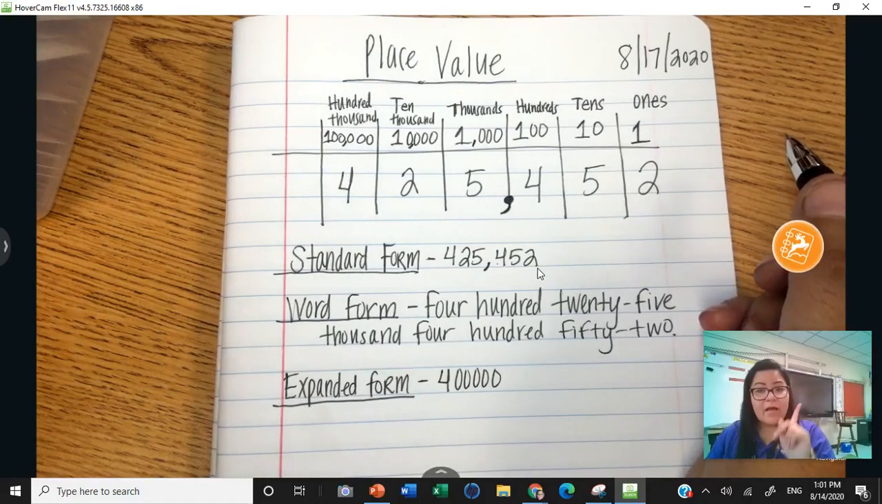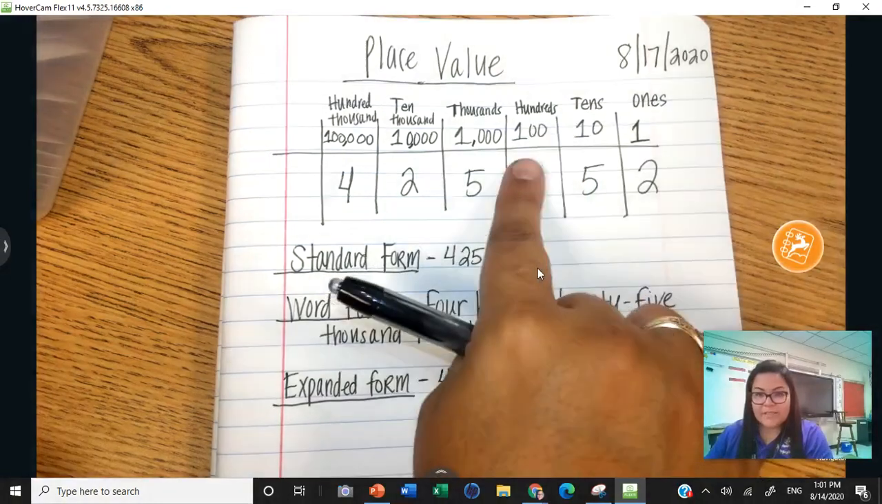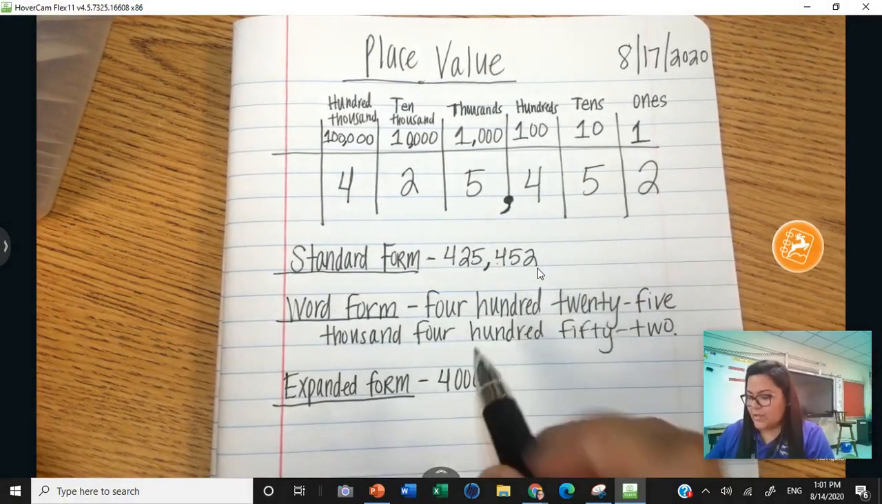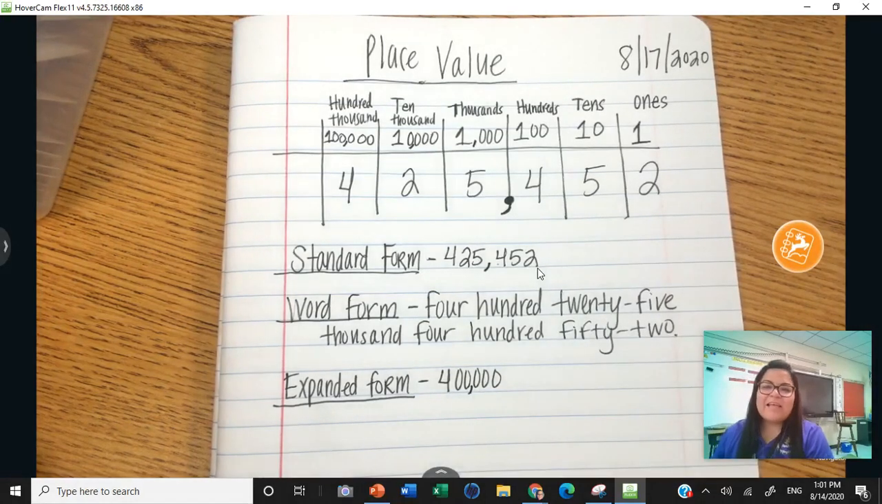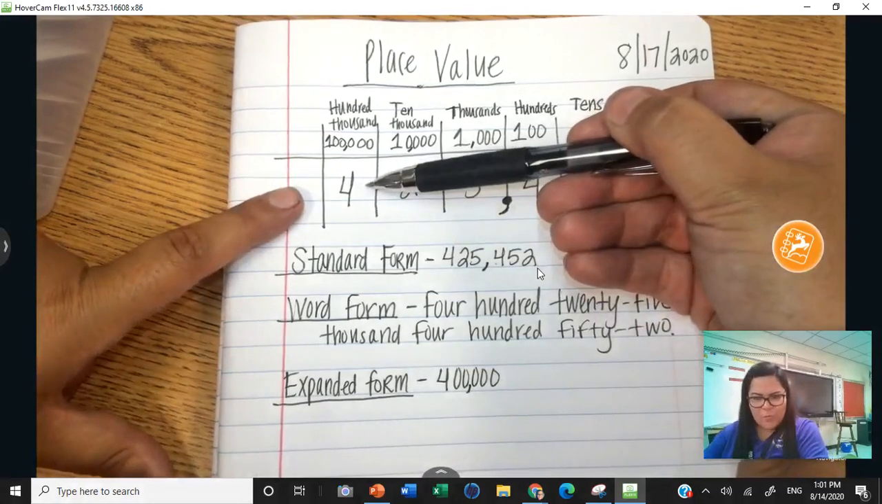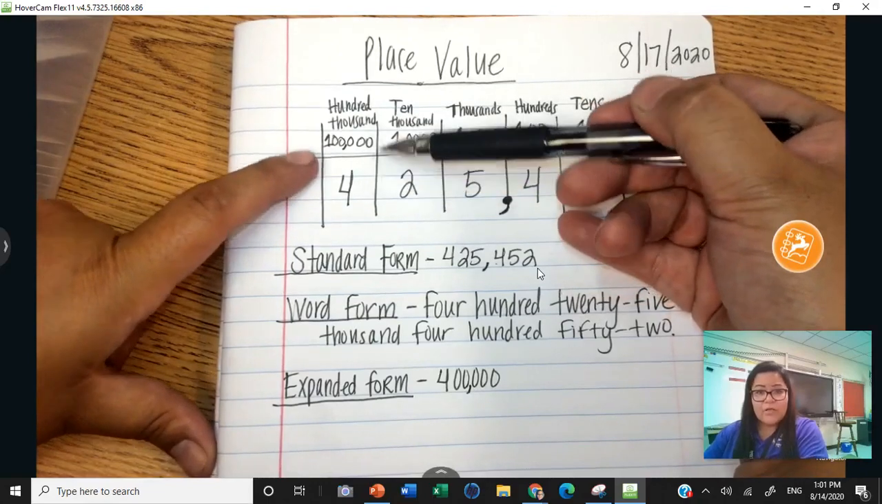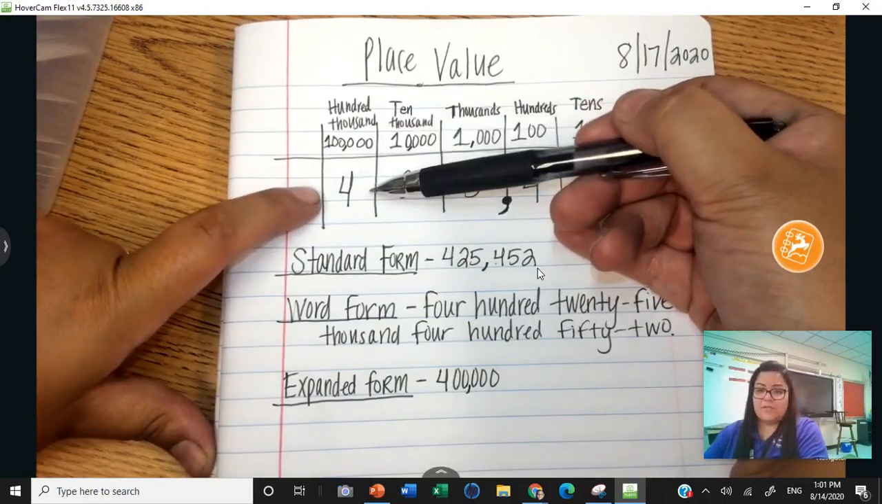Remember what I said. A comma goes after every 3 digits. Okay. So let's count the zeros. 1, 2, 3. Oh, my comma goes there. That looks much better. That's called a 400,000. So is it just a 4, boys and girls? No, you have to respect place value. So that is a 400,000.